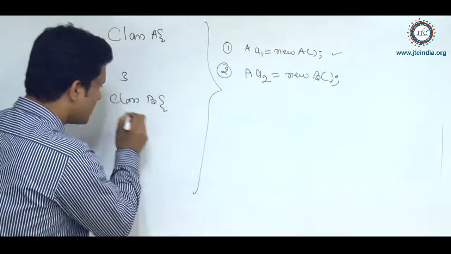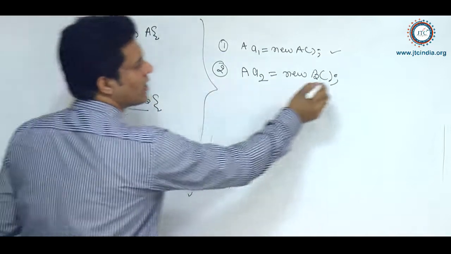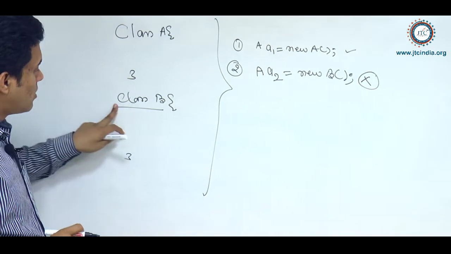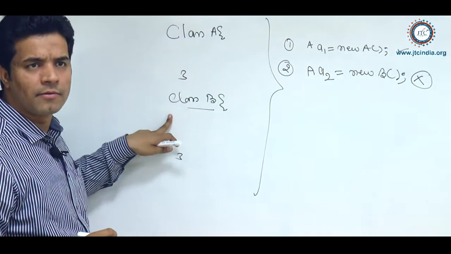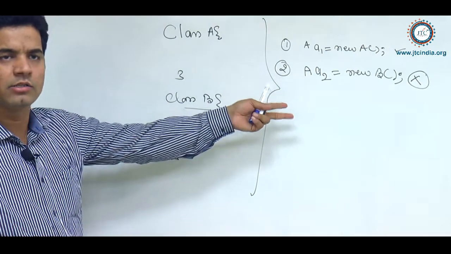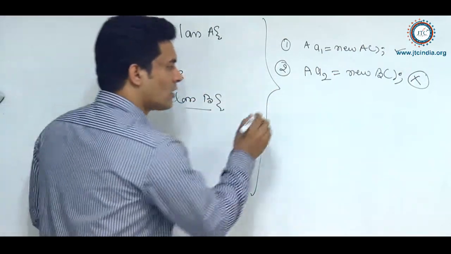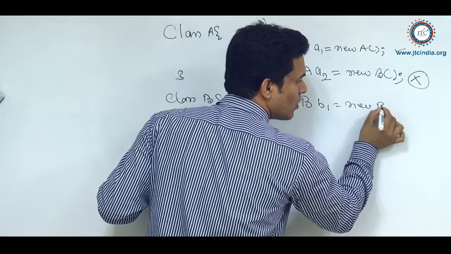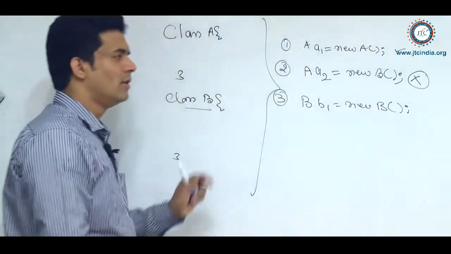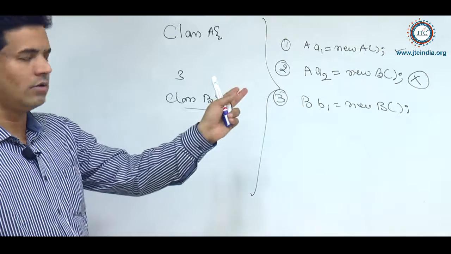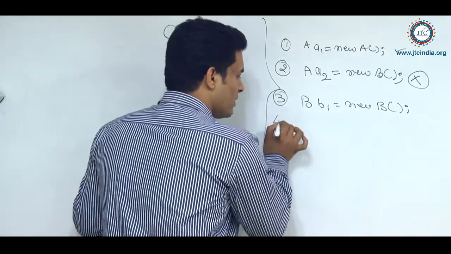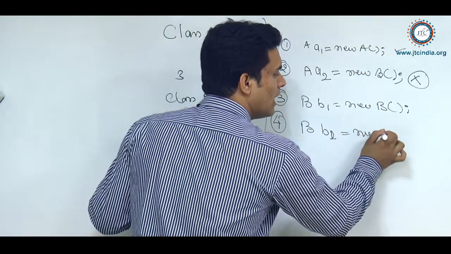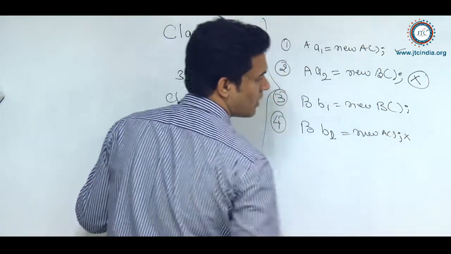By seeing the current scenario, we can't write it, because there is no relation between class A and class B. Fine, I will come to that point and try to correct it, but as such we cannot write it. The third option: B b1 = new B(), easily we can write it, no issues. But the fourth case, B b2 = new A(), this also we cannot write.